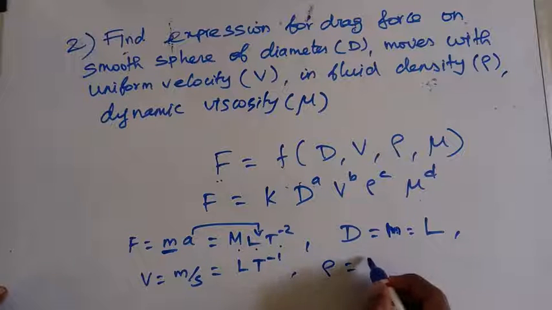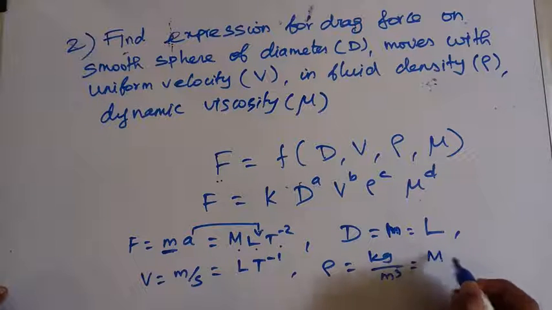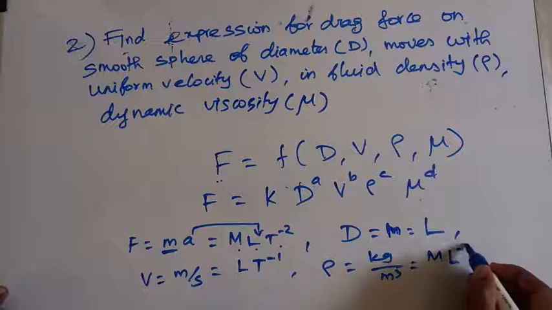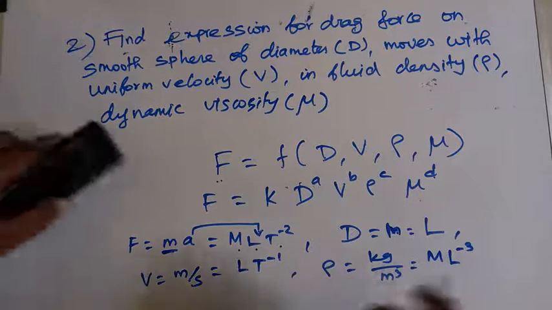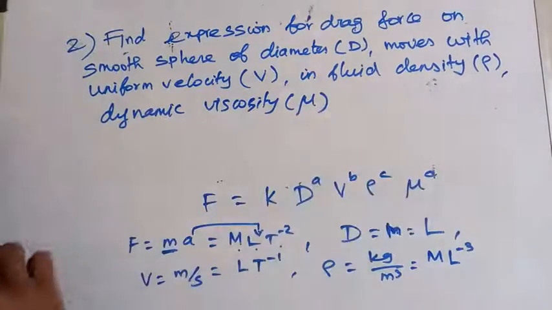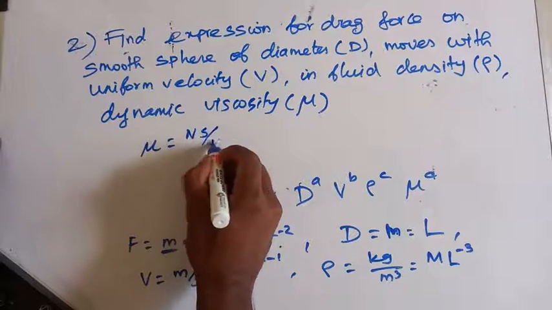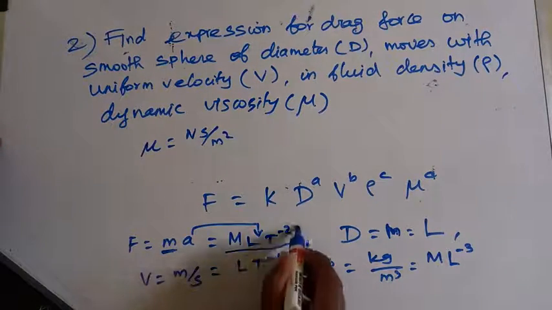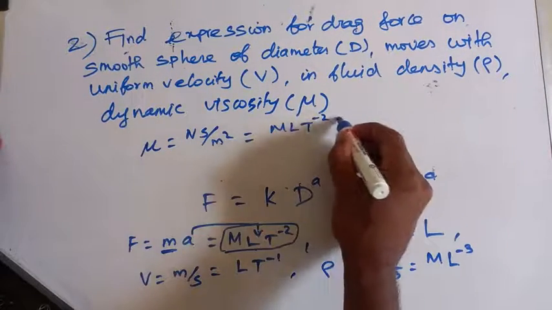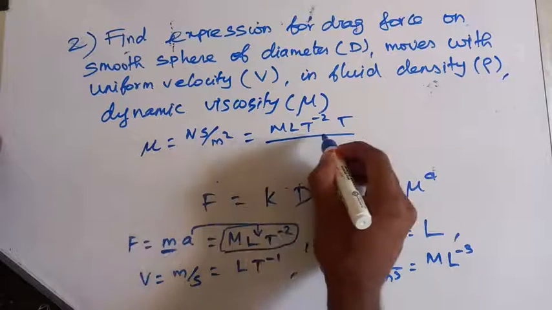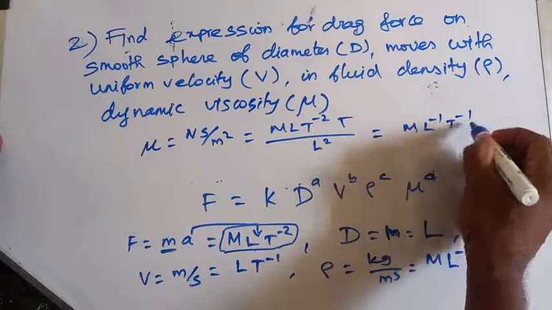For density, we know its unit is kg per meter cube. For kg, I am putting M. For meter cube, I am placing L power minus 3. For mu, that is one of the important parameters, its unit is Newton second per meter square. For Newton, we derived dimension here, so M L T power minus 2. For second, dimension is T, divided by, for meter square, dimension is L square. If I substitute and cancel, I will get M L power minus 1 T power minus 1.